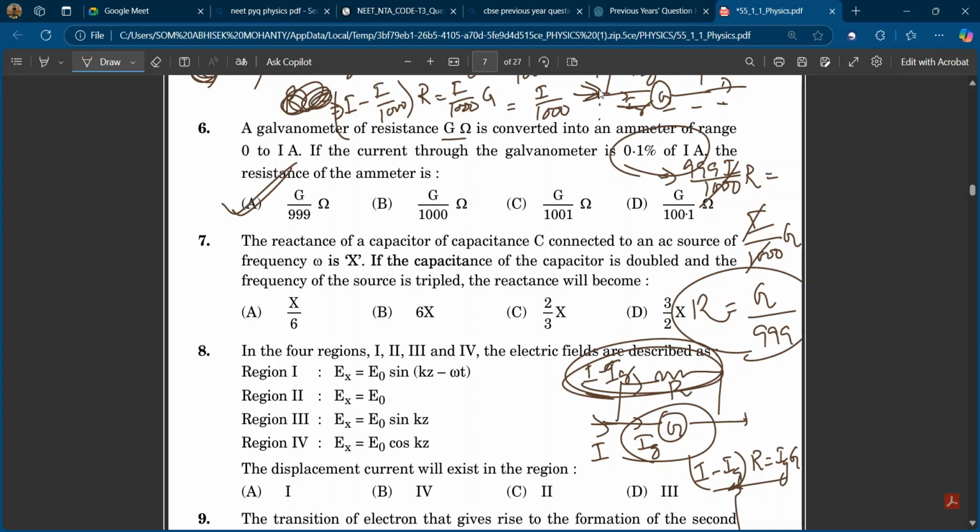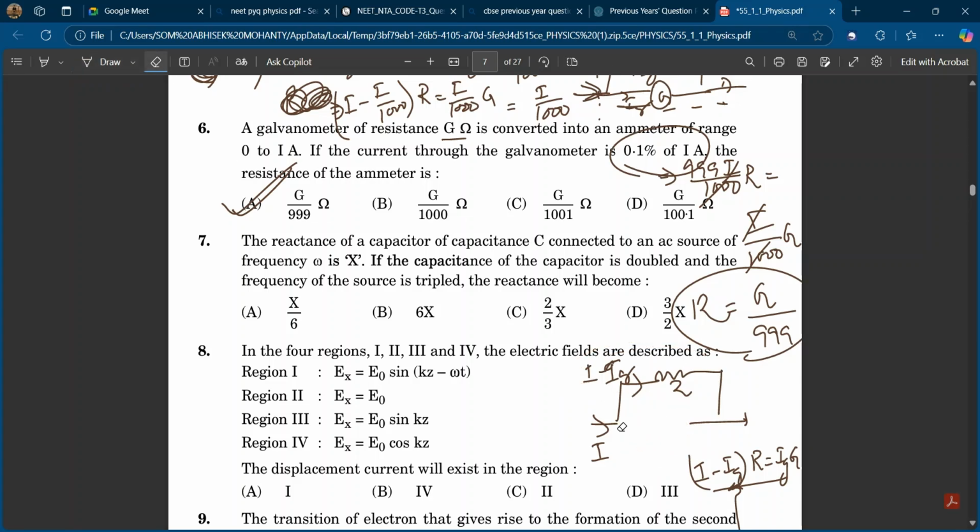The reactance. Okay, let me erase this a bit. Please read the next question and try to solve.